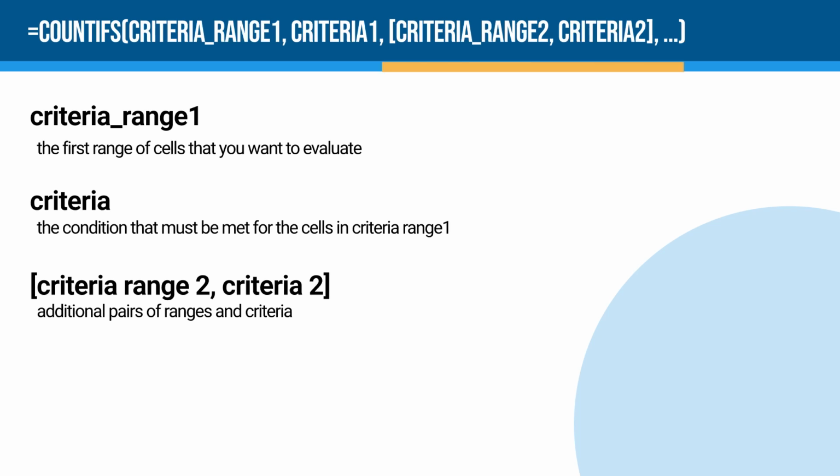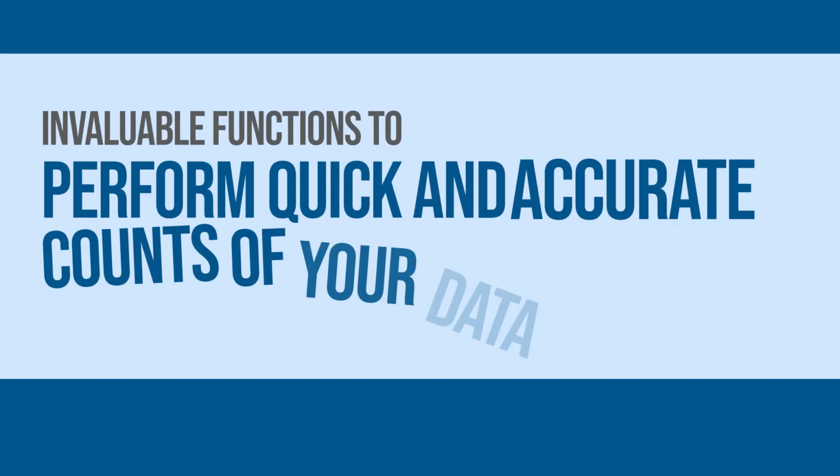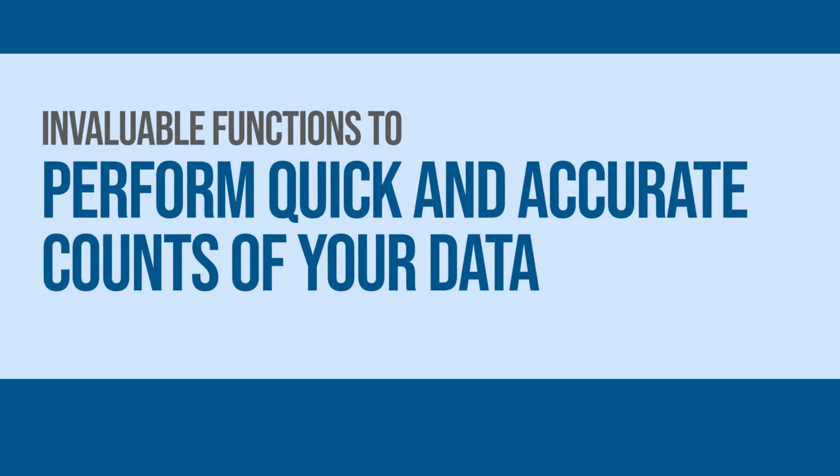Criteria range 2, criteria 2. These are additional pairs of ranges and criteria. You can include multiple criteria ranges and corresponding conditions to count cells that meet all specified conditions. These functions are invaluable in scenarios where you need to perform quick and accurate counts of your data.